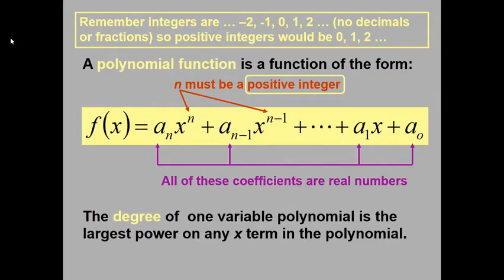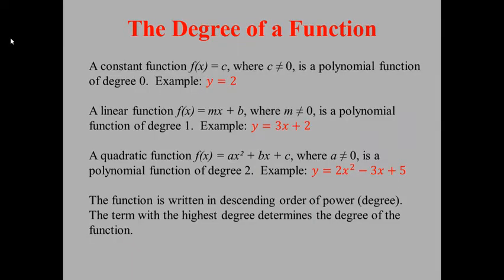The degree of a one variable polynomial is the largest power on any x term in the polynomial. Let's take a look at this. A constant function, where f of x equals c, where c is not equal to 0, is a polynomial function of degree 0, and our example is y equals 2. So all horizontal lines have a degree of 0.